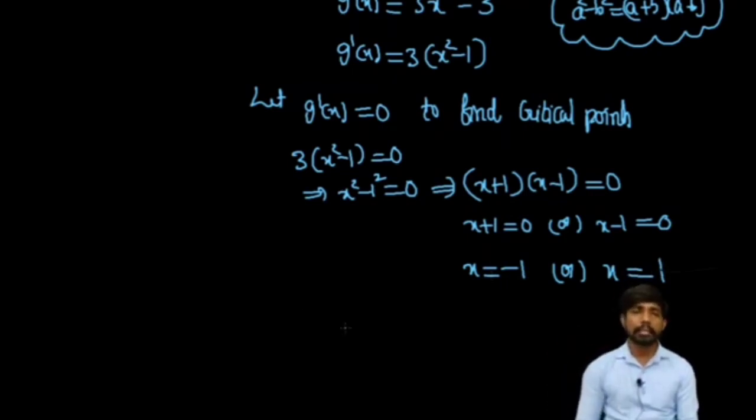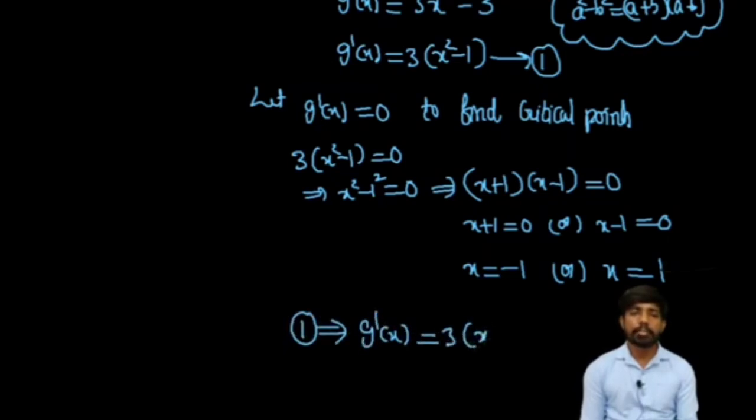In order to find this, now double differentiate. Make it equation 1. First differentiation: g dash of x is equal to, call it equation 1. Now equation 1 implies g dash of x is equal to 3 times of x square minus 1.